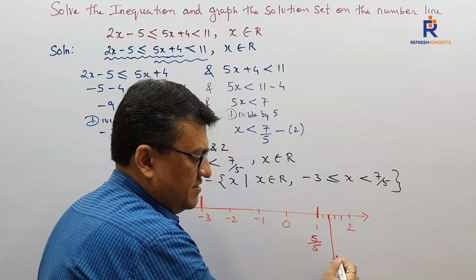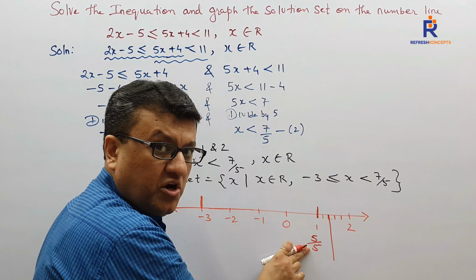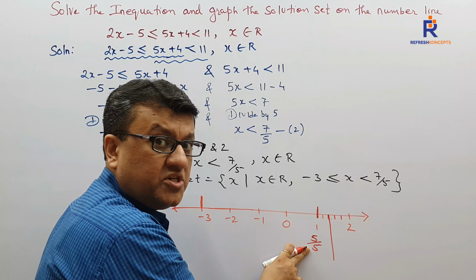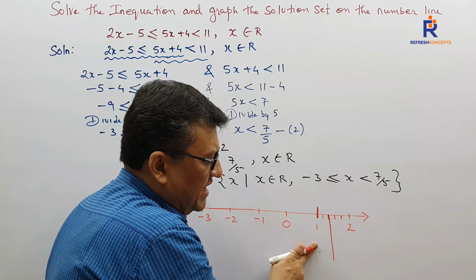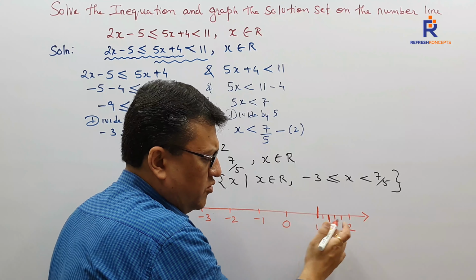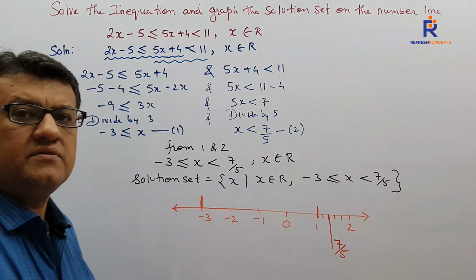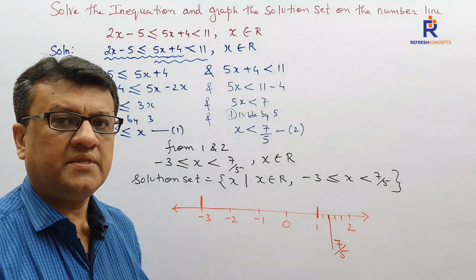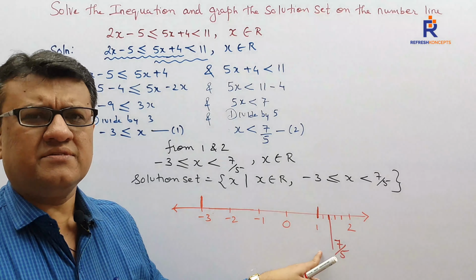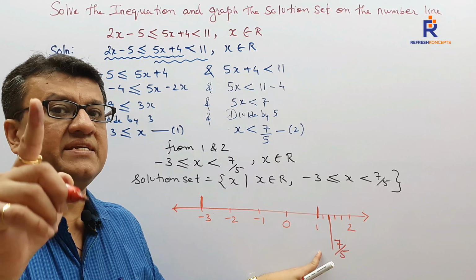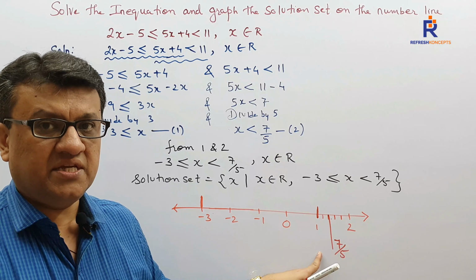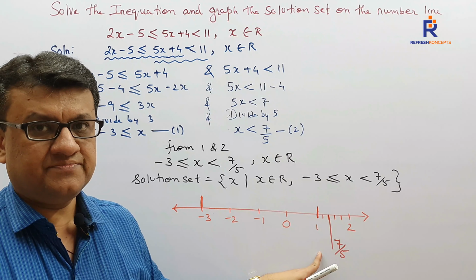Highlight it. This is not needed. This is only for your reference, children. So highlight it. Do not stretch more. This much is more than enough. This is 7 by 5. Sir, can we write it in mixed fraction? Yes, you can. But please, not in decimal. Right?